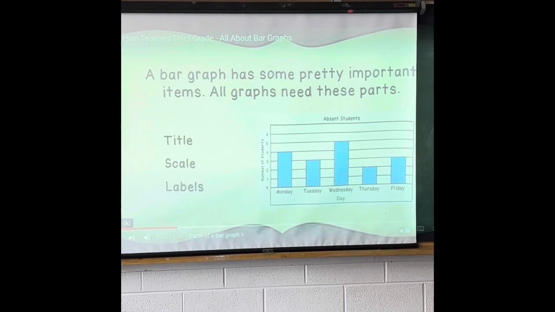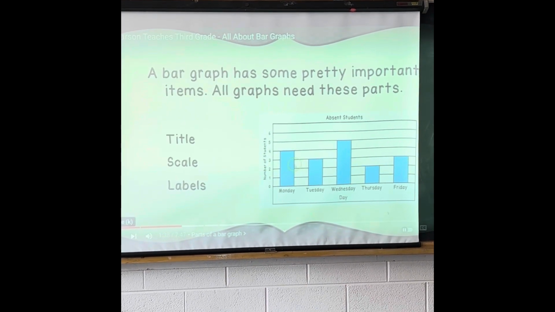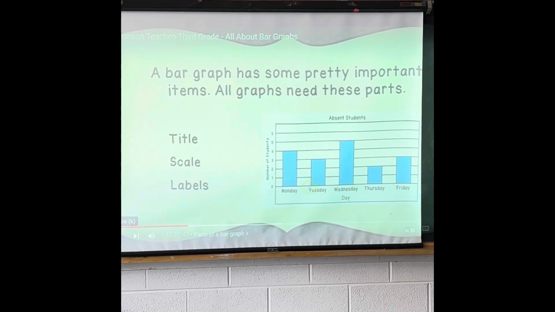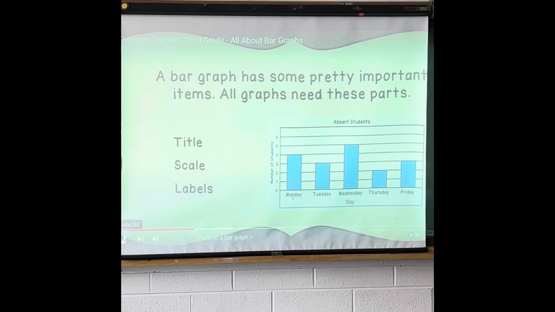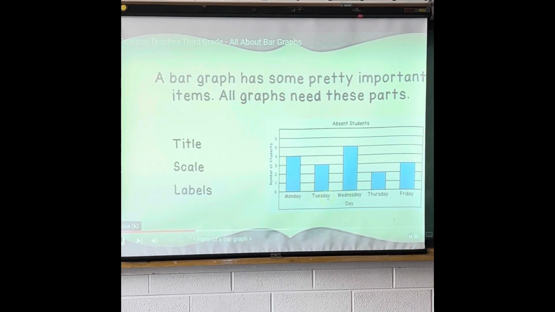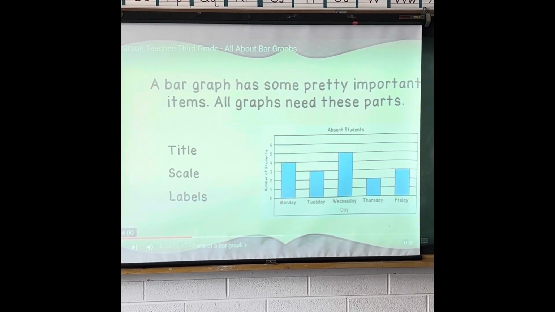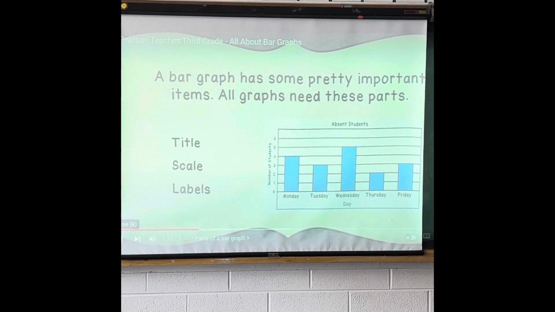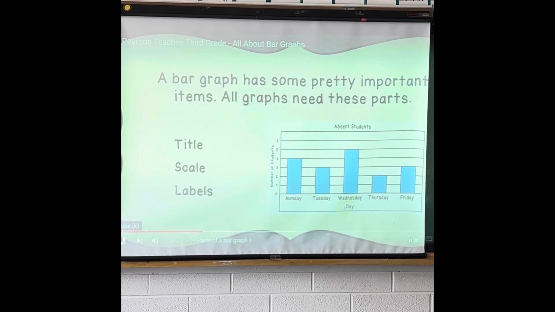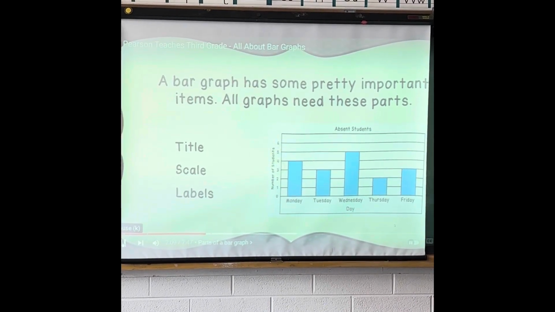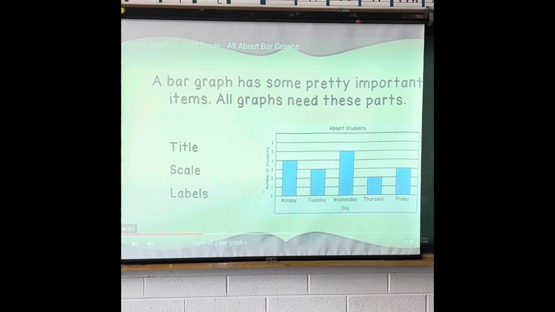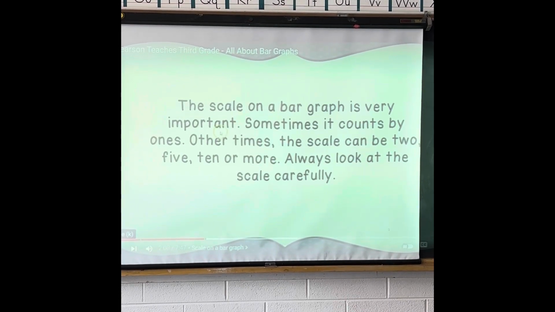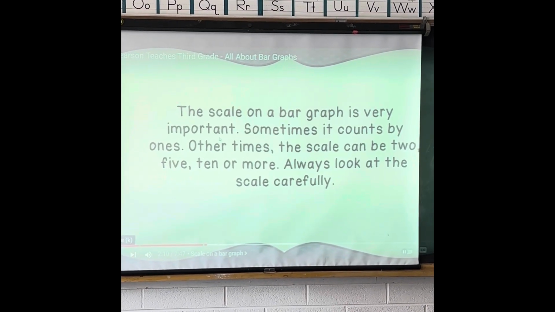And we need to have labels. These bars wouldn't mean very much if we didn't have labels on them to tell us what each one is worth. Because we're talking about absent students, we're going to label them Monday, Tuesday, Wednesday, Thursday, Friday, so that the people looking at your graph know what each one of those bars means. We also can put some labels to tell us the day, and over here, what these numbers represent, number of students. So make sure you have a title, a scale, and your labels.